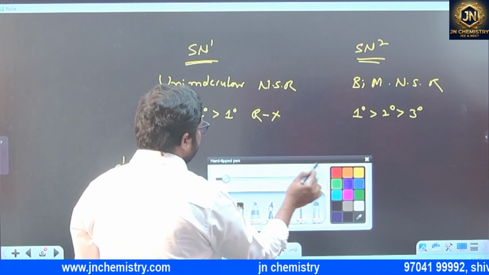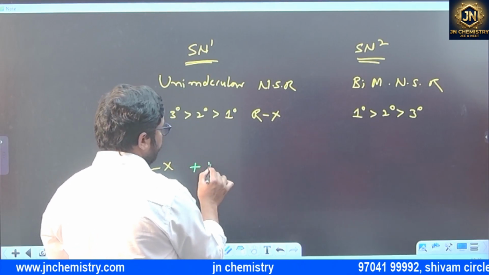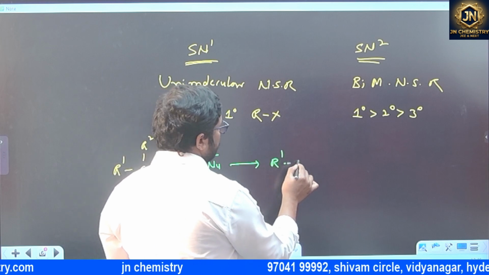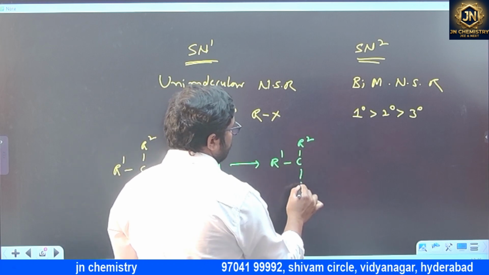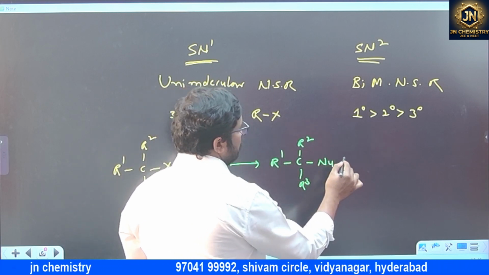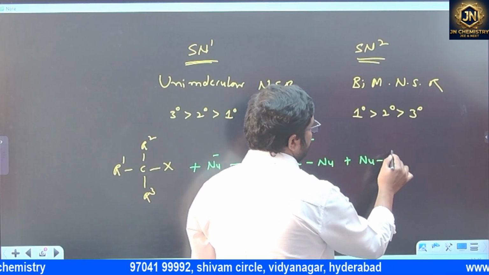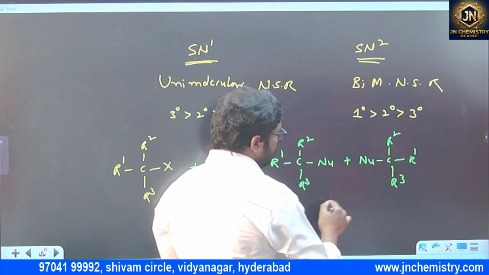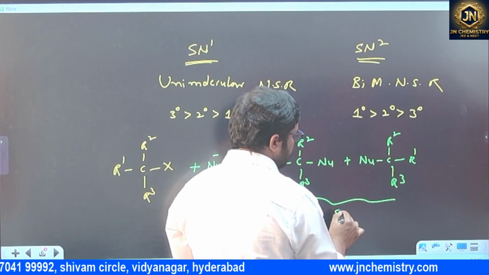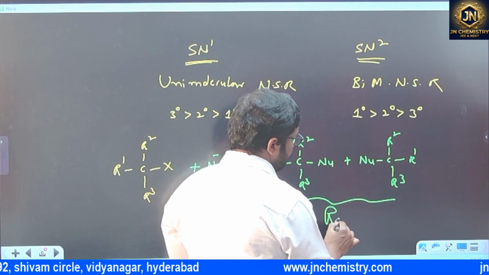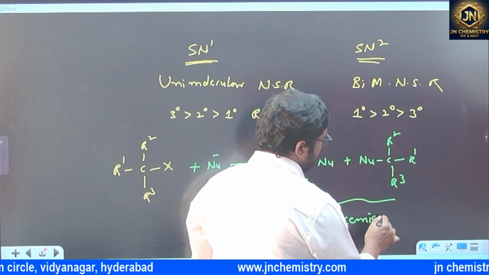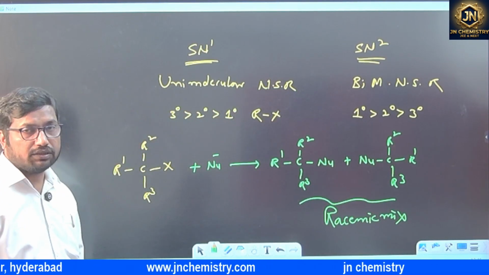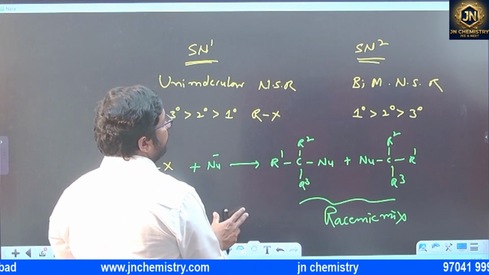But if I am using any nucleophile, the product is R1, R2, R3 with the nucleophile, and its mirror image. If both are 50-50%, we could say this is a racemic mixture. So this is actually exactly the reaction. You see the mechanism here.